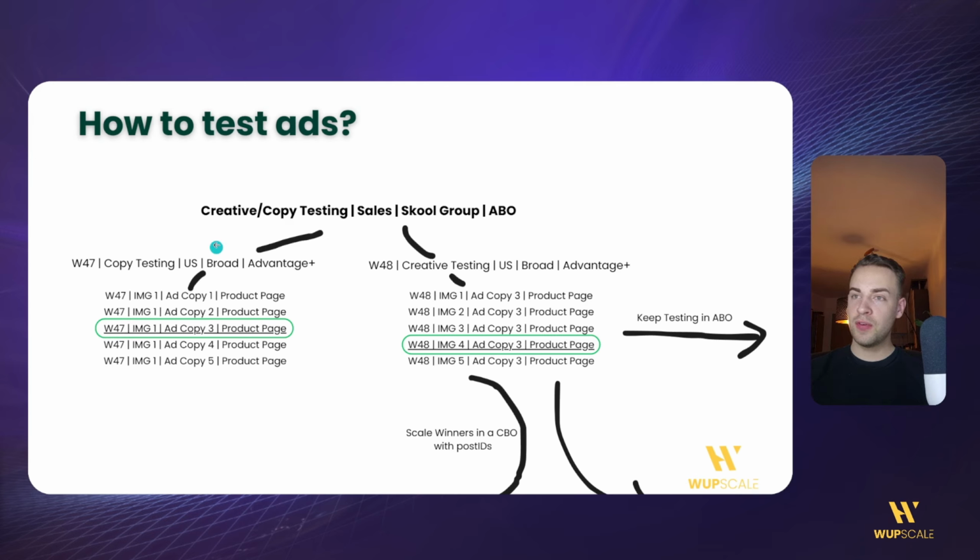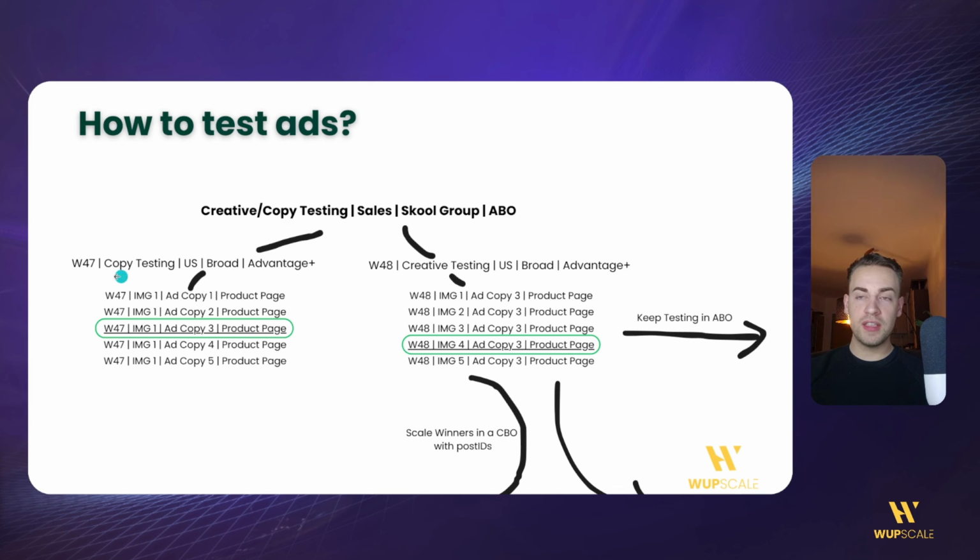But as far as testing, your first campaign is going to be a creative testing. We are going to name it school group and ABO or CBO, depending on where you set your budget. And then let's say in the first week, so this is our ad set. This was week 47, so end of last year. I did a copy testing in US using a broad Advantage Plus audience. So it's really important to use a clear naming convention. So whenever you take a look at your campaigns, you know what's happening, what you are testing exactly.